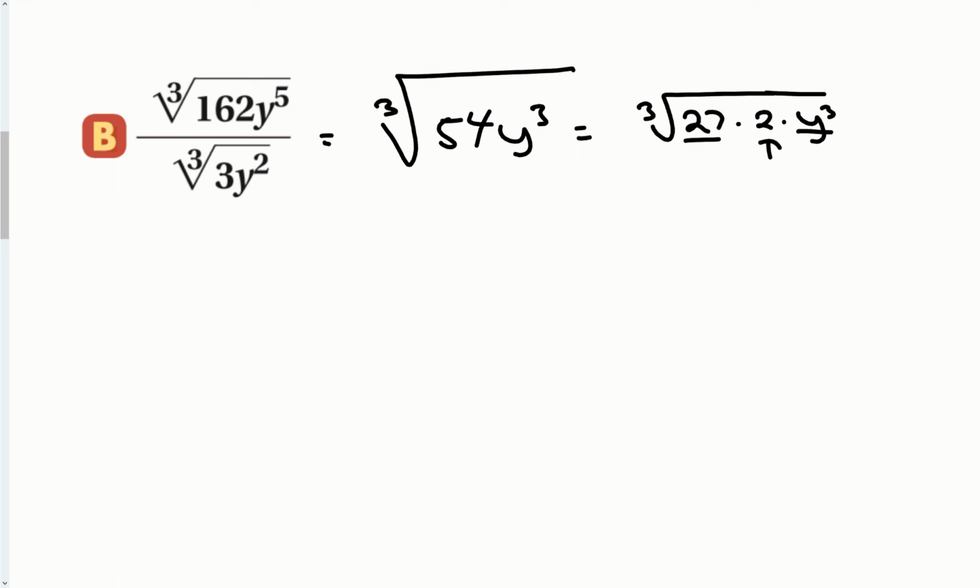The 27 and the y to the third are both perfect cubes, which gives me 3y cube root of 2. This is not an even root. It's an odd root, so I never need absolute values, and I wouldn't have needed it anyway because what did I start with? A quotient.